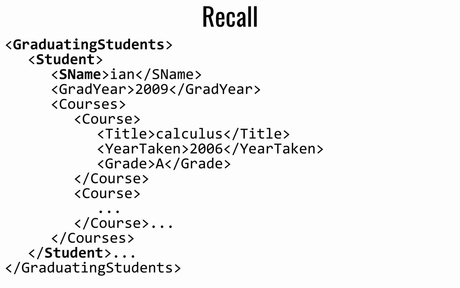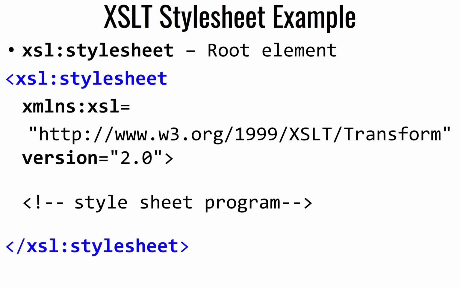And maybe I want it the other way around. Instead of students containing courses, I'd like to represent it backwards. I'd like to see all the courses, right, and see which students are in that course. So I don't have that here, right? I need to be able to transform it, right? So XSLT allows us to do that.